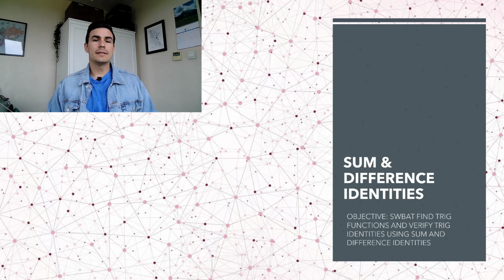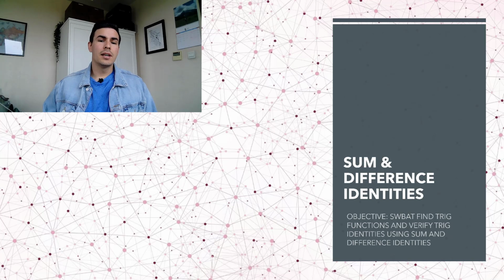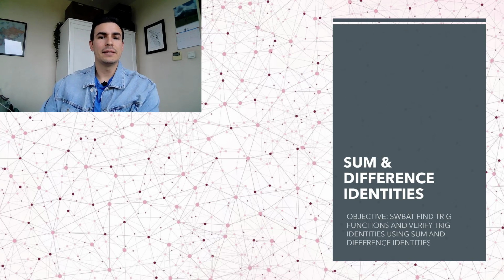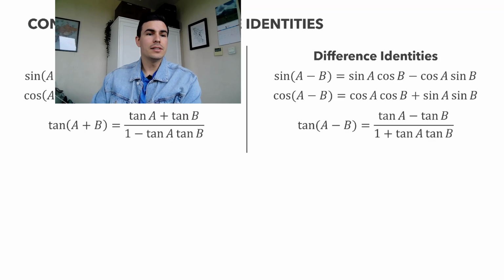Today we're going to look at sum and difference identities for our trigonometric functions. We're going to be able to find trigonometric values and verify trigonometric identities using our sum and difference identities. So let's hop into what these identities are.